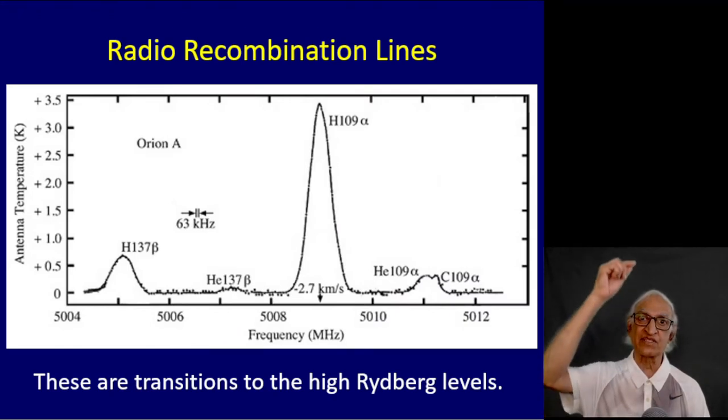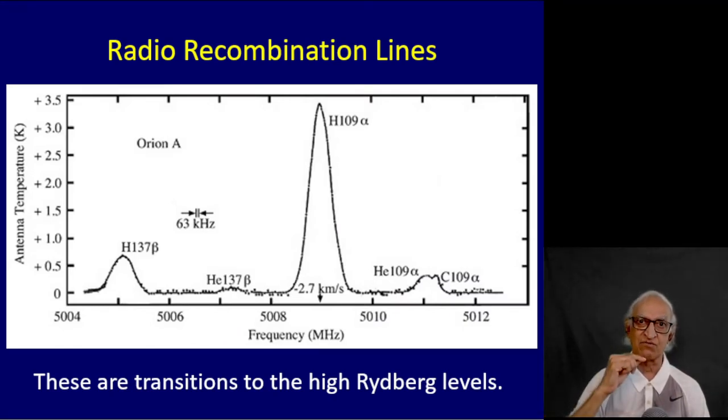What about electrons when they jump from a very high Rydberg level to the next level? For example, when an electron in a hydrogen atom jumps from n equal to 138 to n equal to 137, it emits radiation in the radio wavelength, which is what you see here. Here, for example, is radiation at a higher energy when the electron jumps from n equal to 110 to n equal to 109. This is known as H109 alpha. So these two big bumps are recombination radiation from the hydrogen atom. You can also have recombination radiation from the helium atom, and that is shown over there.